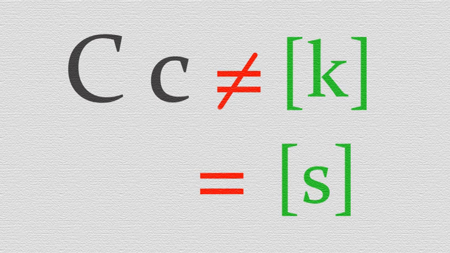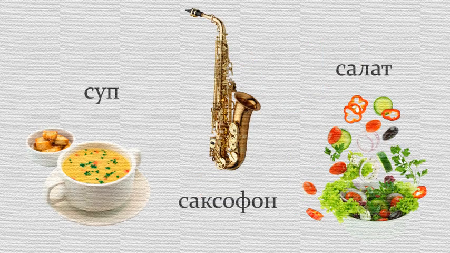Next letter is the letter S. Yes, it is S, it is not C, like in English. In Russian, this letter is called S. And sometimes people want to call it C or pronounce it like K, especially in the beginning of a word, because it happens in English, like in the English word cat, for example. But in Russian, it doesn't happen. And we have such examples. Суп, саксофон, салат.